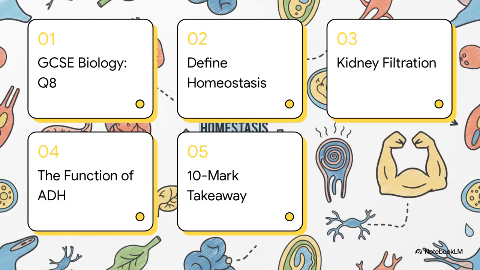So, what's the plan? Well, we're going to tackle this question in 3 main parts. We'll start with homeostasis, then move on to how the kidney works, and finish up with the hormone ADH. After that, we'll put it all together to show you what a perfect 10-mark answer looks like.